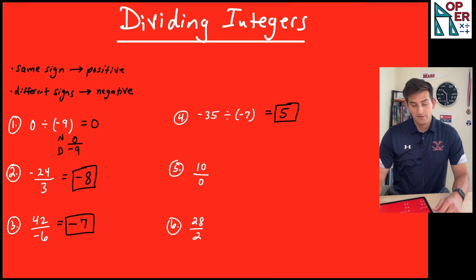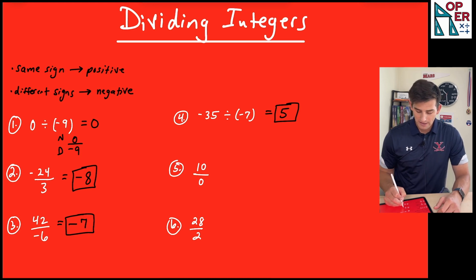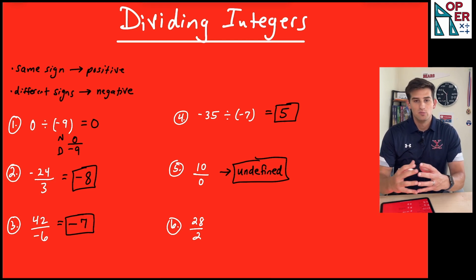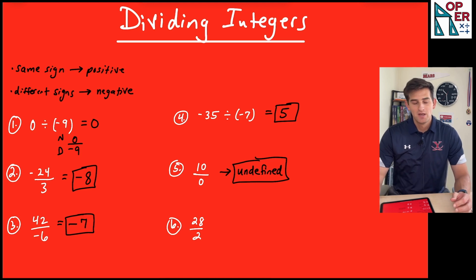Okay, now look at number 5. In comparison to number 1, now where is the 0 located? The 0 is in the denominator. Well, we cannot divide by 0, so our answer, we are just going to write the word undefined. Anytime we divide by 0, we write undefined, because think about what division is, right? It's like taking a whole and breaking it into parts, okay? Whereas the whole would be the denominator.